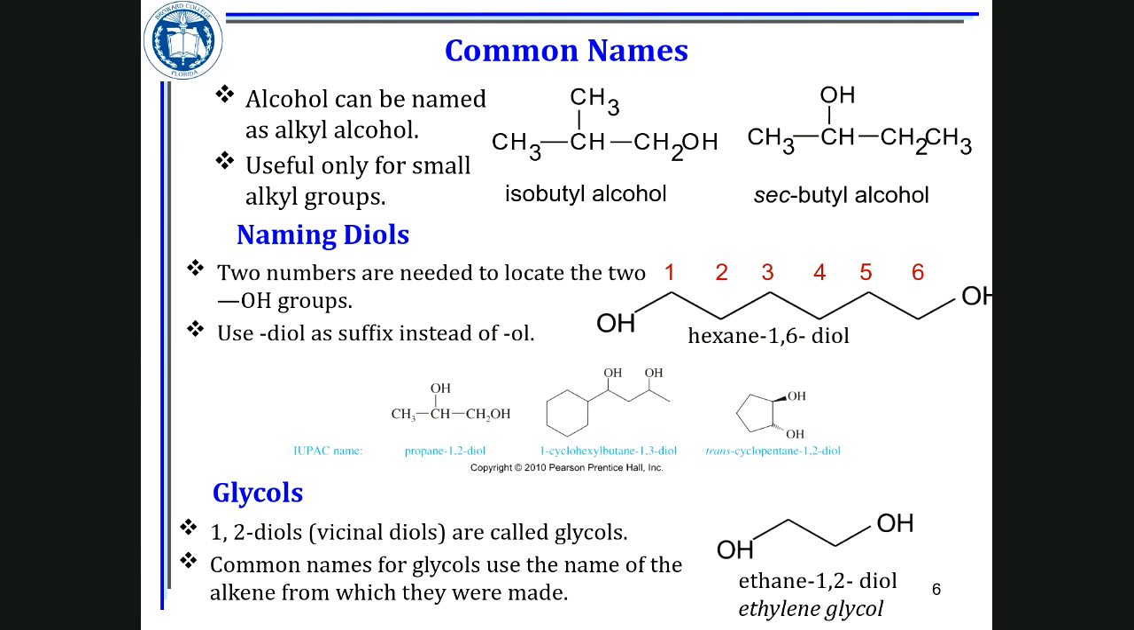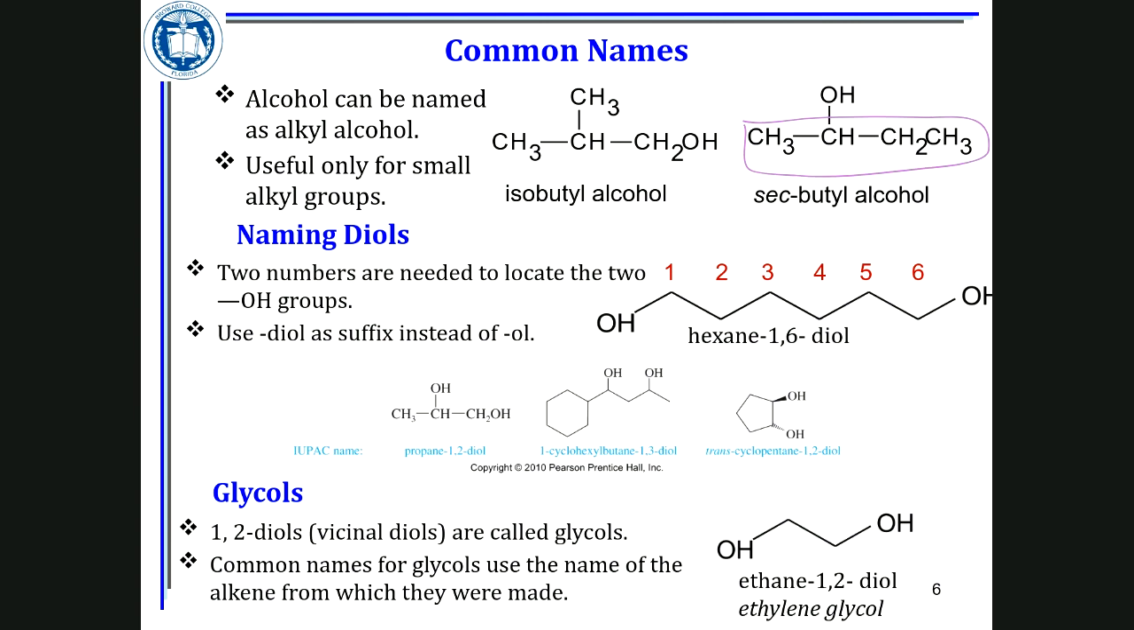Common names. If you know the name of the branch that carries the OH, then you could just name the branch and say alcohol. So isobutyl alcohol, propyl alcohol, ethyl alcohol. If you have a 2-carbon chain with OH, this is going to be ethyl alcohol. Or sec-butyl alcohol.